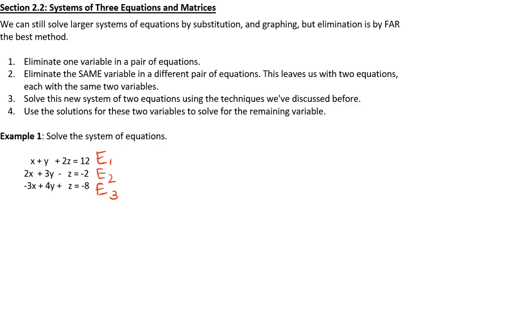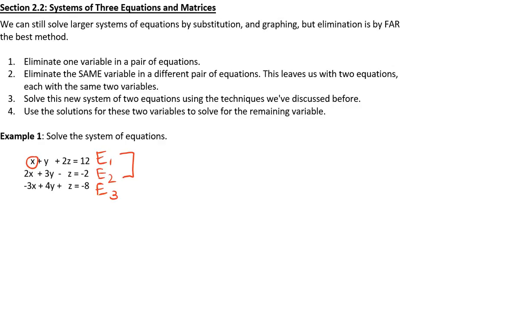So let's go ahead and pair off the first 2 equations. So equation 1 and equation 2. And my goal is going to be to try to eliminate the x. And again, I've chosen x because it has a coefficient of 1. I could have just as easily chosen the y in equation 1 or z from equation 2 or equation 3. So this is just one of many ways we can do this problem.